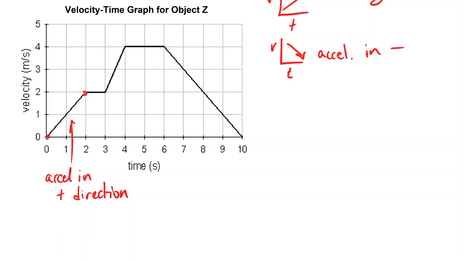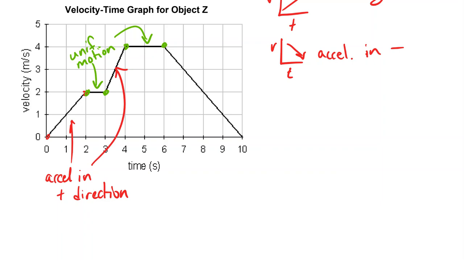What about between here and here? What's happening? Well, that's uniform motion. Its speed isn't changing, and the same goes for the other flat sections. Its speed is 2 meters per second. If it starts at 2 meters per second and ends at 2 meters per second, it's constant, it's uniform motion. Good, awesome. So this section is accelerating in the positive direction, and this section is also accelerating in the positive direction.